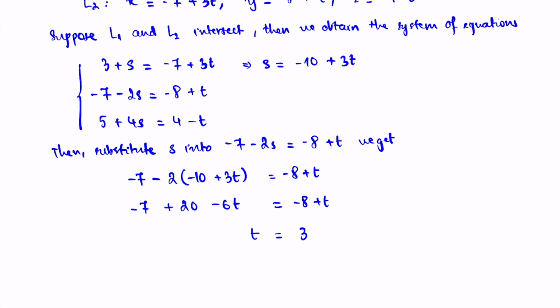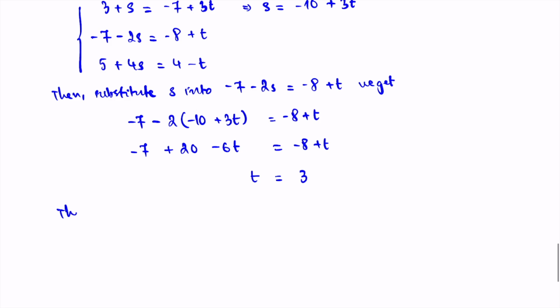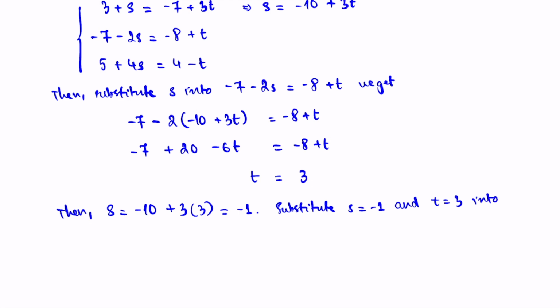From t equal to 3, we can get the value of s. Then s is equal to negative 10 plus 3 times 3, which gives you negative 1. Next, we substitute s equal to negative 1 and t equal to 3 into the third equation. By doing that, we should get a true statement if the two lines are intersecting. And if you have a false statement, the two lines are skew.